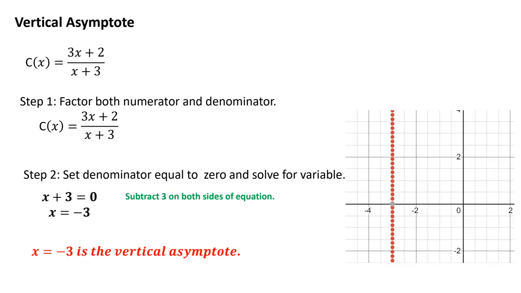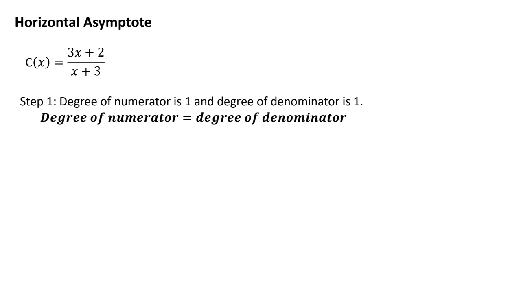And so I plot it here with my dotted line. If you use a graphing calculator to check your work, the graphing calculator will not show you this vertical asymptote. And then the horizontal asymptote: the degree of the numerator is 1, and the degree of the denominator is also 1. So since the degree of the numerator is equal to the degree of the denominator, we're going to look at the coefficients.